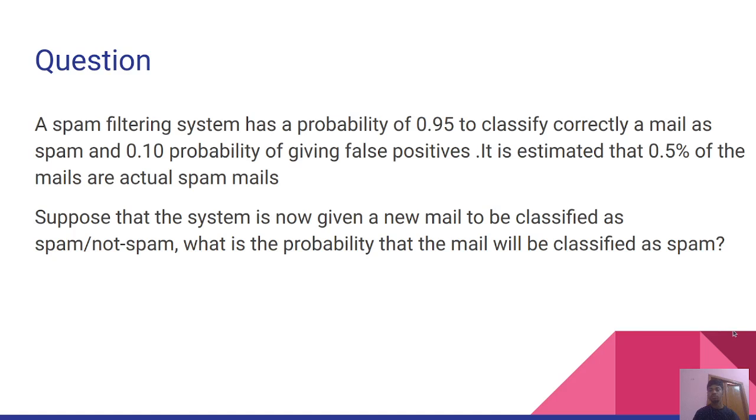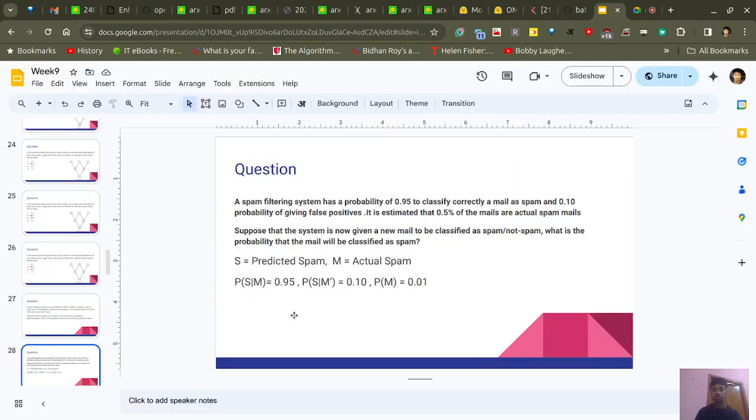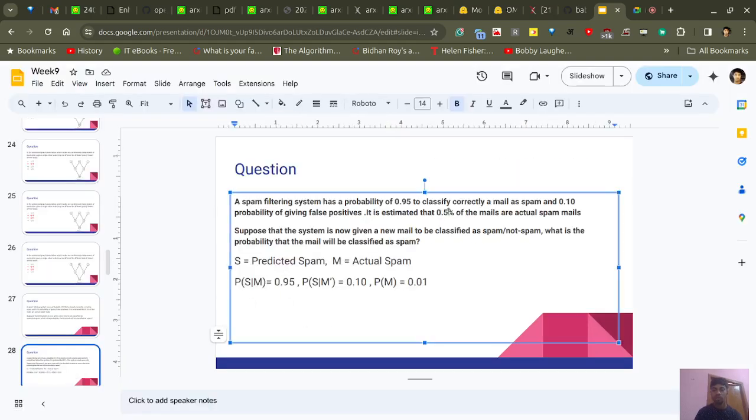Okay, I'll quickly give you the variables right now, but not the answer. So basically, we are considering S means the model is predicting it as a spam, and M means it is actually a spam. So the model predicting spam given it is actually spam is 0.95. The model predicting spam given it is not really a spam, M prime, is 0.10, and here consider P of M as 0.01, not 0.5, 0.01.